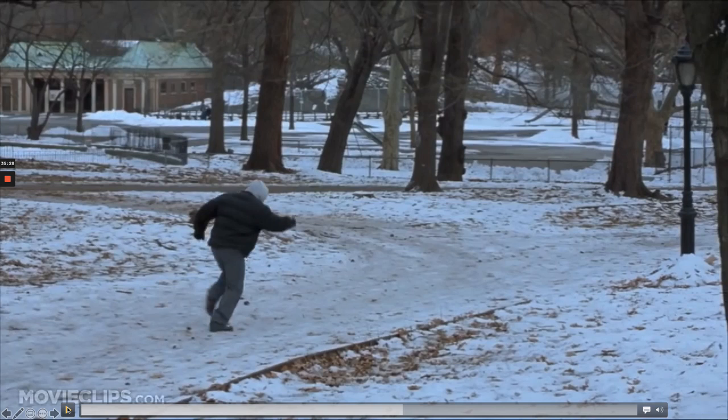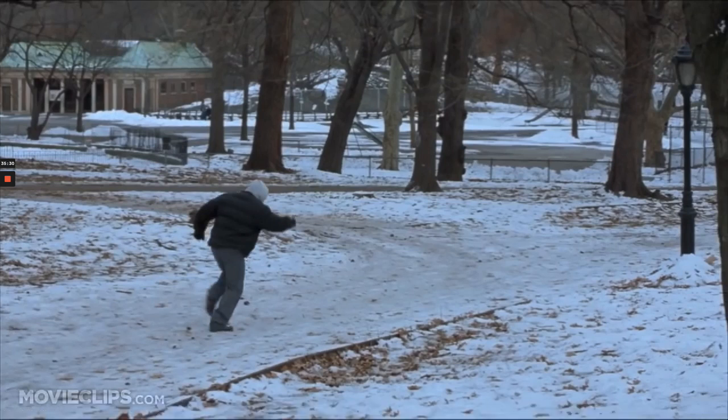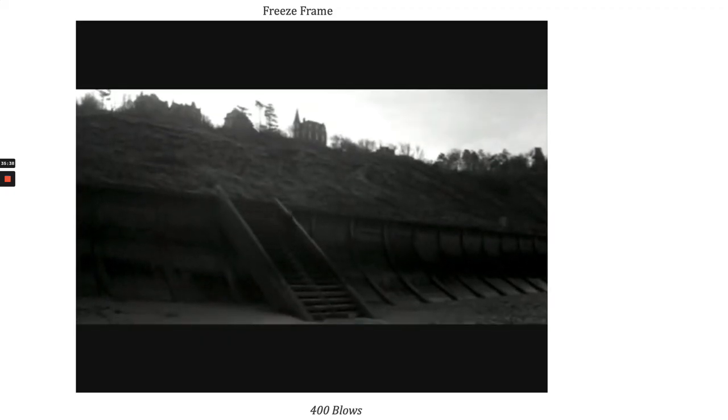All right. A freeze frame is when the image freezes on the screen. Again, this is going to deviate from the natural way that we see the world. And so again, it's going to be a moment of emphasis. This comes from 400 Blows.